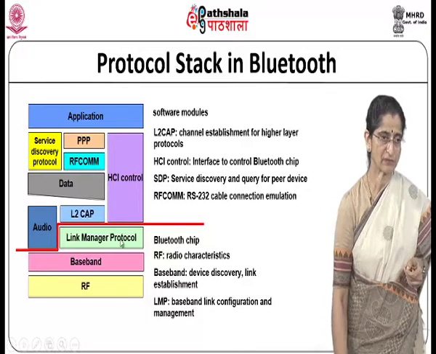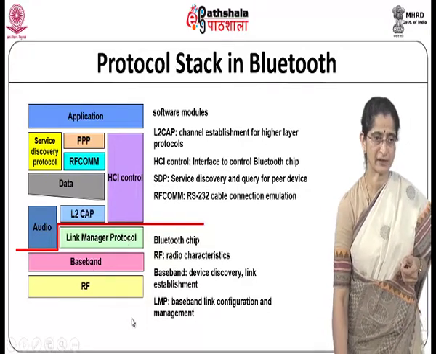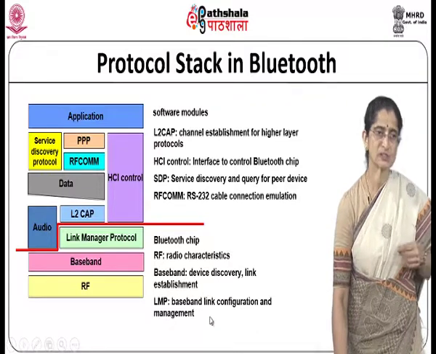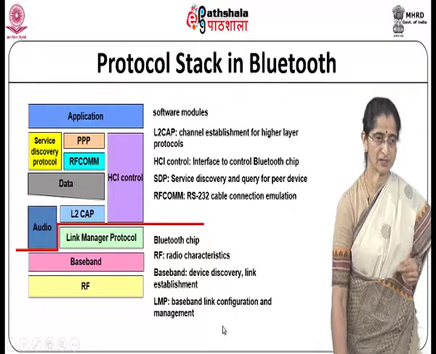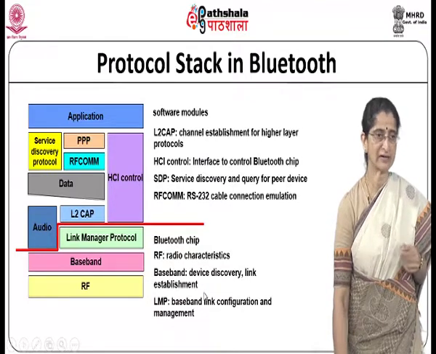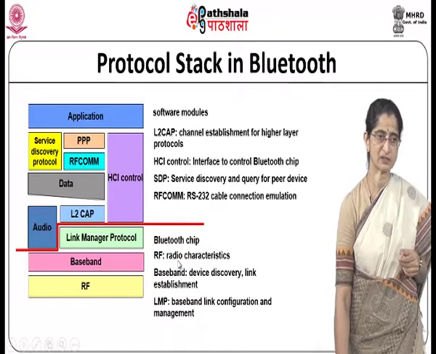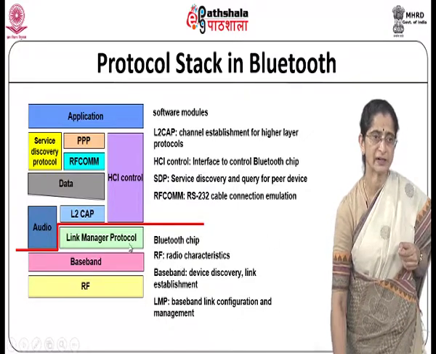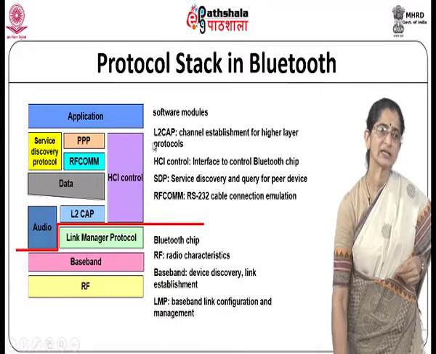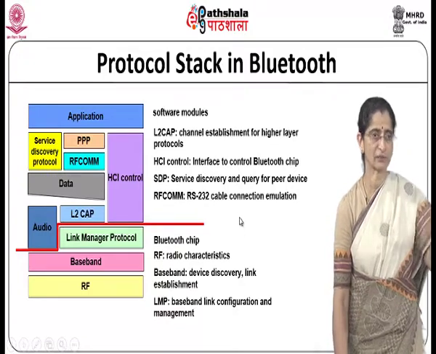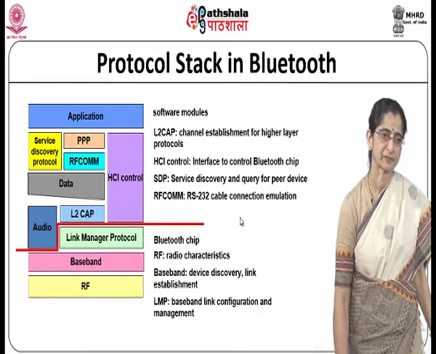And this set that you have here: link manager protocol, baseband and RF. The LMP, the link manager protocol, is used for baseband link configuration management. Baseband is used for device discovery and link establishment, and RF of course takes care of the radio characteristics. These are normally implemented on the Bluetooth chip as such, and the others are available as software modules. That is normally how this protocol stack will be implemented.